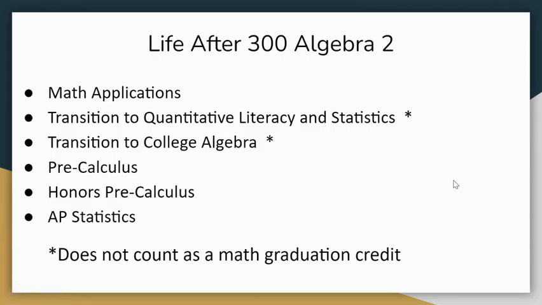Life after Algebra 2. After you have successfully completed Algebra 2, you have several different options of courses that you can take your senior year. These options include Math Applications, Transition to Quantitative Literacy and Statistics, Transition to College Algebra, Pre-Calculus, Honors Pre-Calculus, and AP Statistics. Please note that the courses with a star do not count as a math graduation credit, so you must make sure that you have your 3 math credits in order to take these courses.